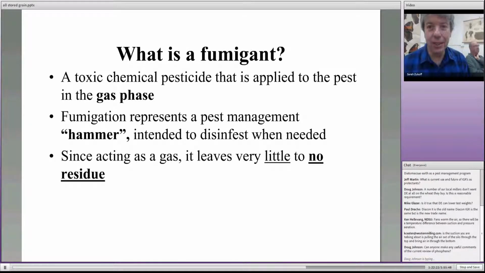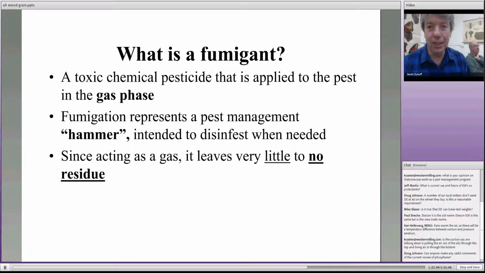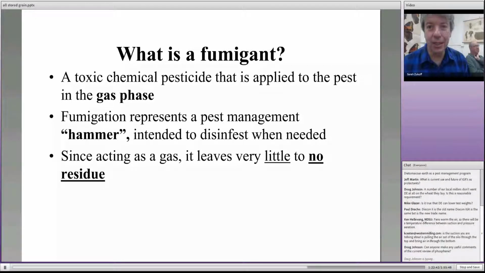Since it acts as a gas, it leaves very little to no residue. I can't really say zero residue, because if we look hard enough and long enough, we can find little bits of it, but nothing that's going to kill you or insects. So it goes in and it kills in a matter of minutes, hours, to days, depending on the concentration.